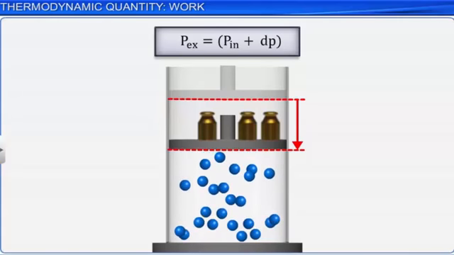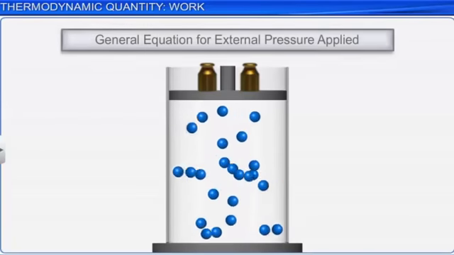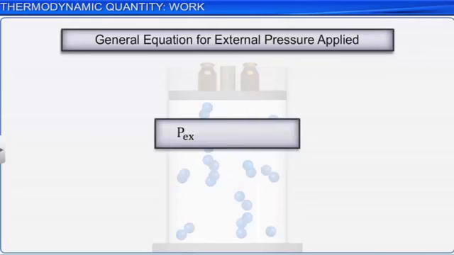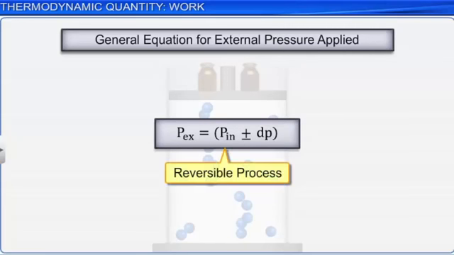Therefore, external pressure applied on a system is expressed as external pressure equals internal pressure plus or minus infinitesimal change in the pressure of the system. This is known as a reversible process.